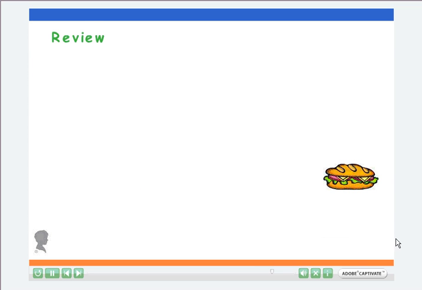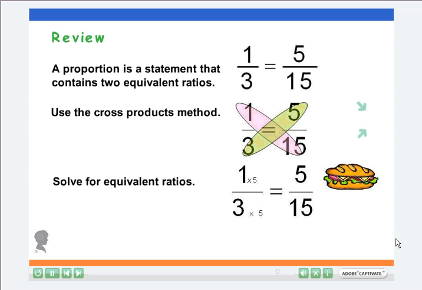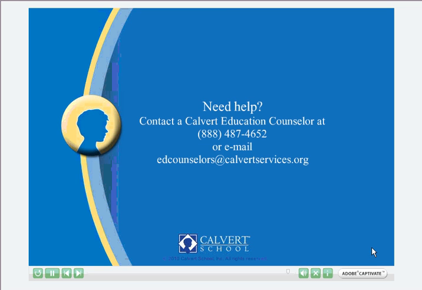Today you learned about proportions. You learned that a proportion is a statement that contains 2 equivalent ratios. You can prove that ratios form a proportion by using the cross products method or by solving for equivalent ratios. You also learned that you can use either of these methods to find a missing value in a proportion. Please review any information that you do not understand.